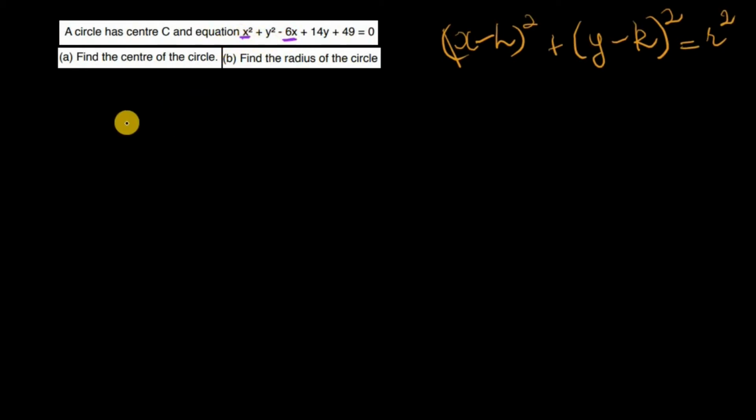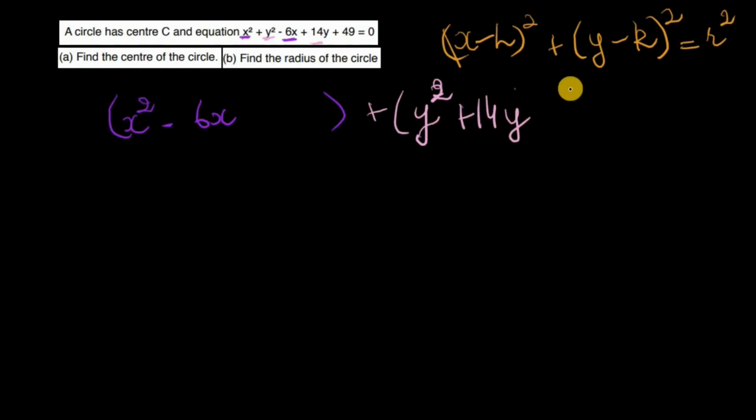First let me write down the x terms. It's going to be x squared minus 6x. I'm going to put parentheses here because I need to complete the square. Let me do y in a different color. This is y. So I have y squared plus 14y, and I'm going to put parentheses, and let me do the equals. And actually let me take 49 to the other side by subtracting 49 from both sides of the equation just to make it look a little bit better. So this is going to be a negative 49 on the other side.